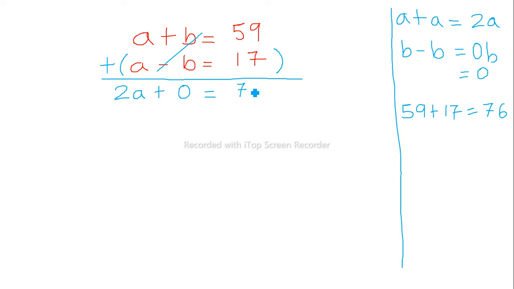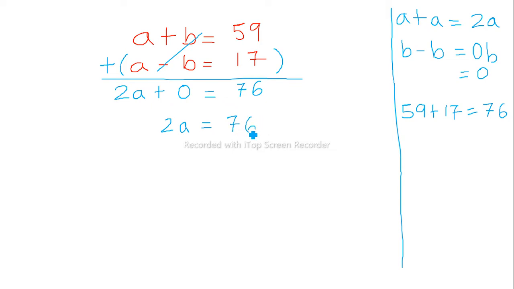All right. Okay, 59 plus 17. Oh yeah, 67, I mean, 76. So that makes sense. Okay, so what is 2A plus 0? 2A. Yeah. That'll be equal to 76.